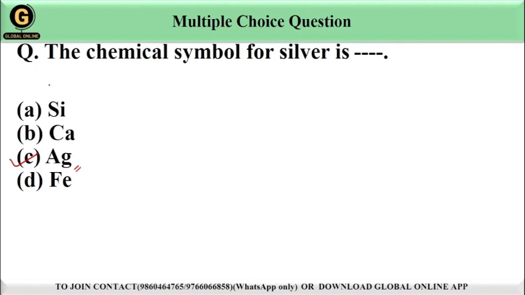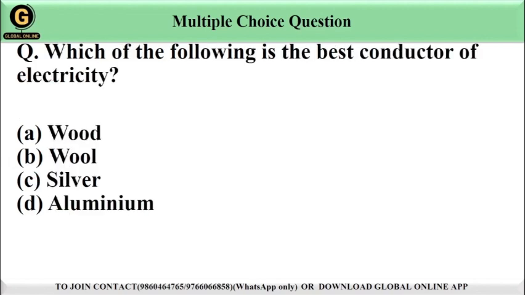Let's see the next question. Which of the following is the best conductor of electricity? Options are given: option A, wood, option B, wool, option C, silver, option D, aluminium.